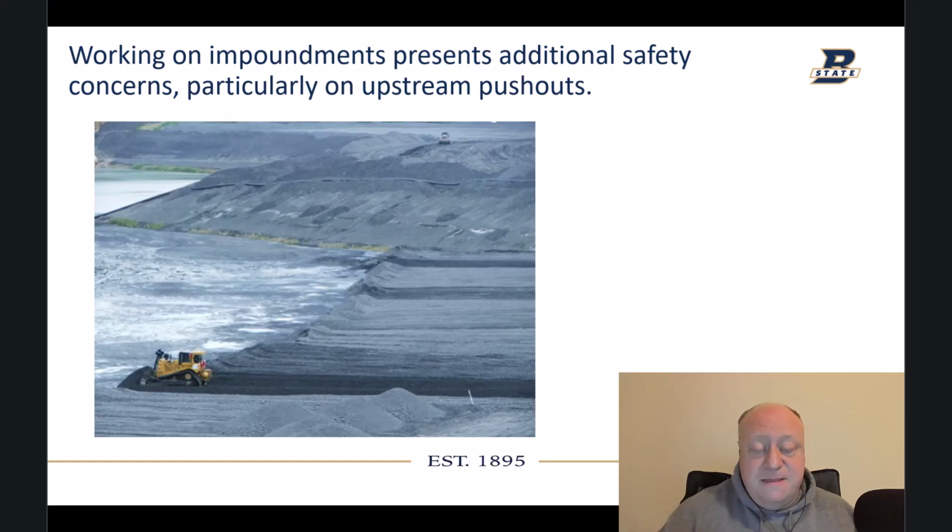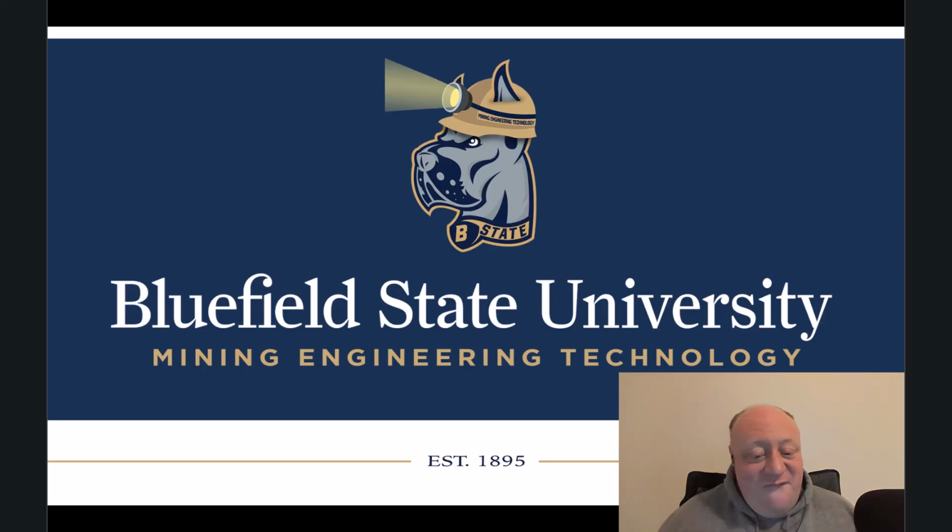But yeah, this is definitely a safety concern, particularly for upstream pushouts on boats. So with that, I'm going to close it out there. Like I said, we've laid the foundation for what we're going to be covering when we do talk about impoundments, coal slurry disposal, tailings dams, that sort of thing. When we get more into mineral processing. And with that, we'll see you next time.